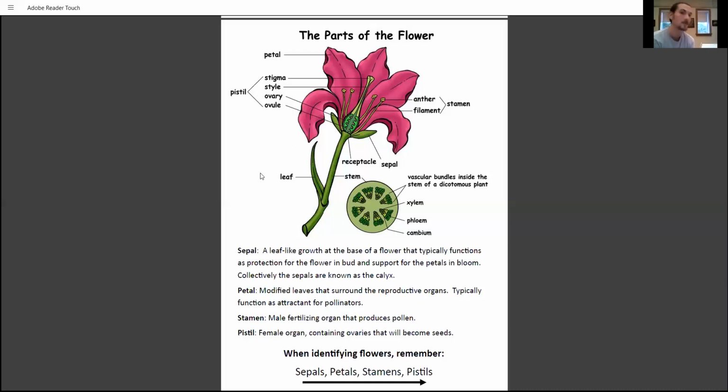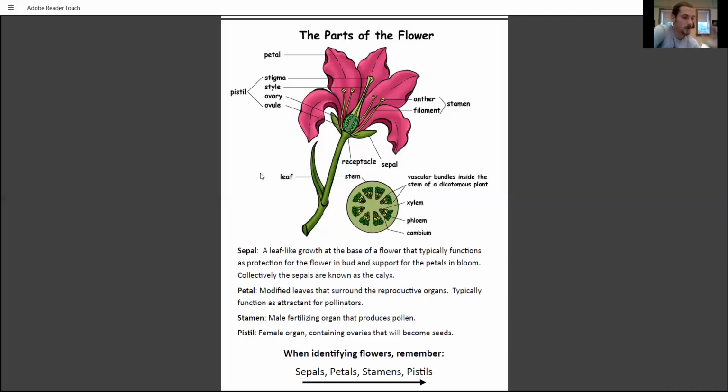However, there are just as many examples of plants that have separate male and female plants and separate male and female flowers. And so that is also an important distinguishing tool when we are trying to identify different species. What else did I want to say with that?